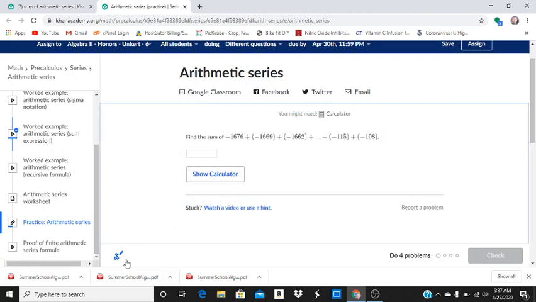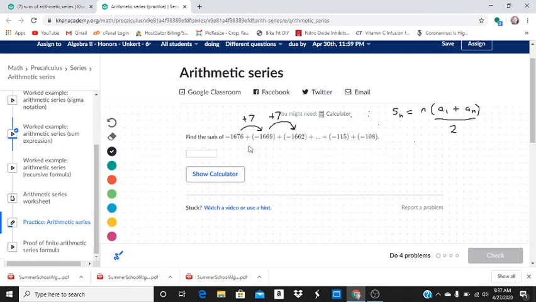Well, anyways, so we know these numbers are negative 1676, negative 1669, and so on and so forth. We know that the first term is negative 1676. We know that the last term is negative 108. The problem is we don't know the number of terms, so we've got to figure that out.